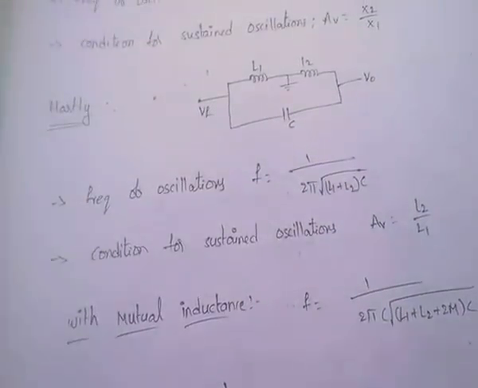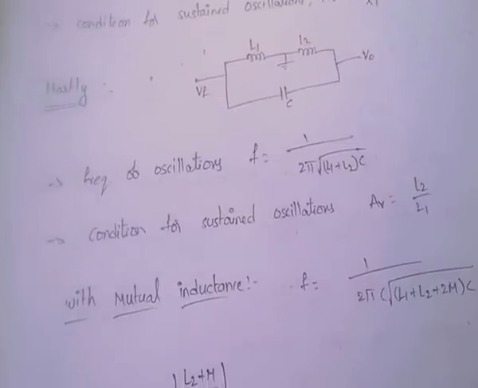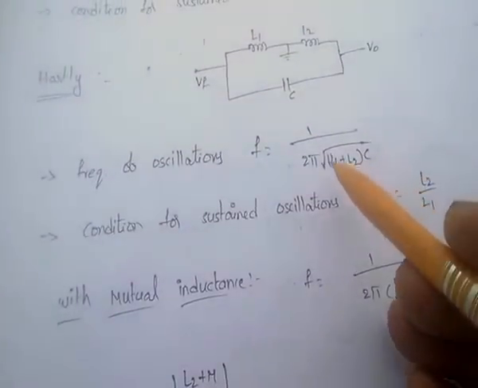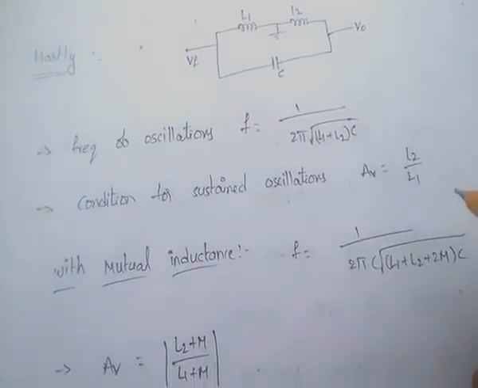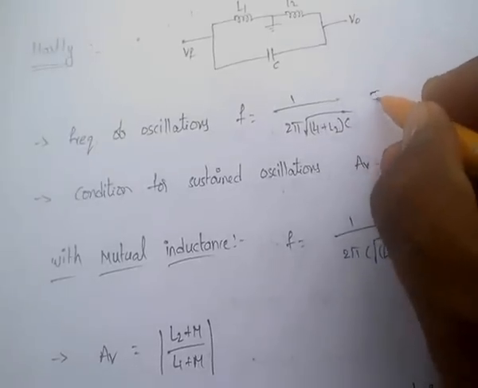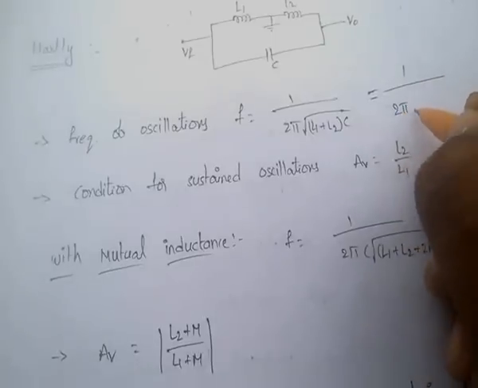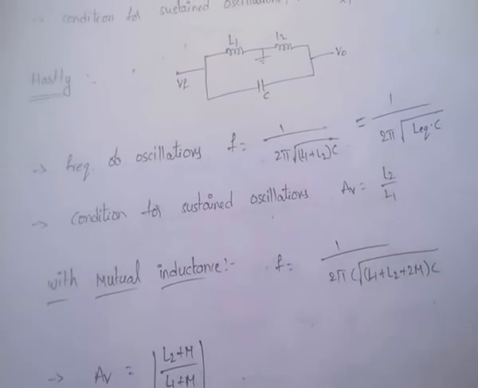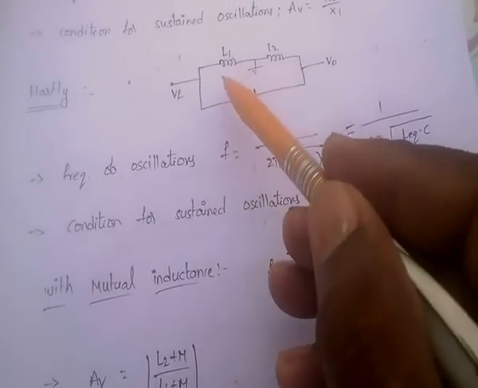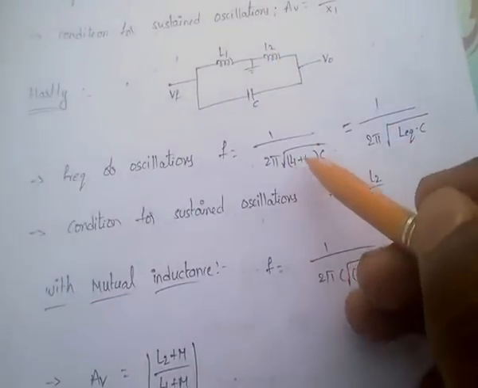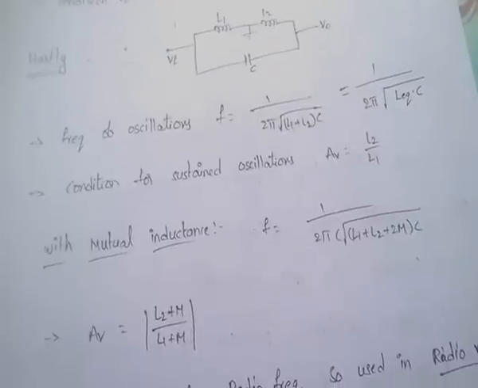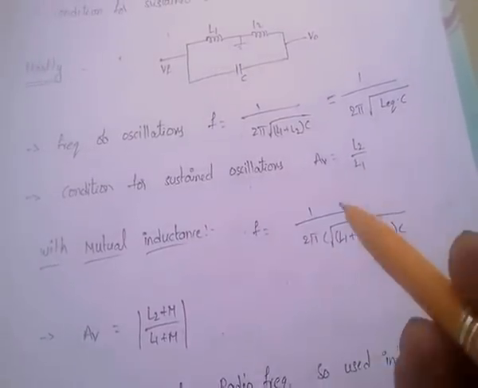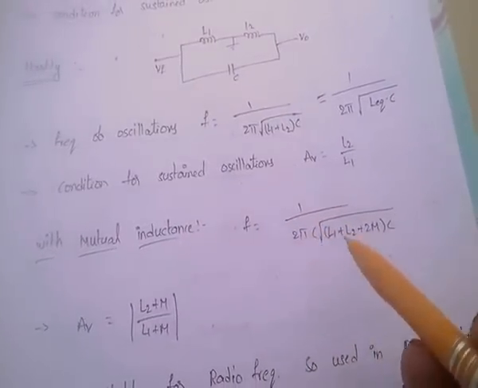Here the frequency of oscillations f equal to 1/2π into root of (L1 plus L2) C. That means 1/2π root of L equivalent into C. Here, if we consider only self inductances, that is L equivalent equal to L1 plus L2. If there is a mutual inductance, with the effect of mutual inductance also considered, then f equal to 1/2π into root of L equivalent into C.